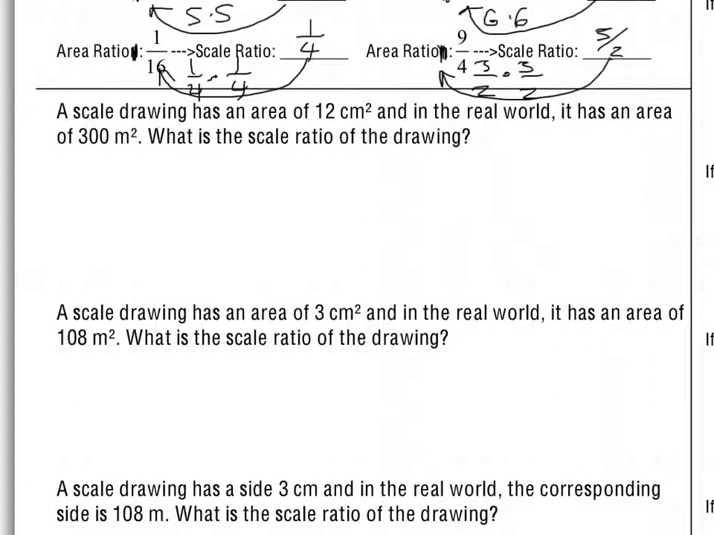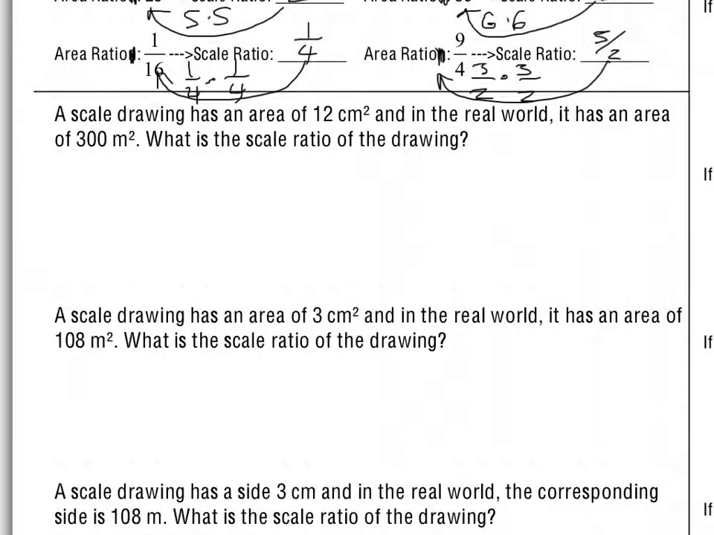Here it tells us we have a scale drawing that has an area of 12 centimeters squared, and in the real world an area of 300 meters squared. It says, what is the scale ratio of the drawing? So here we're just going to go back to our general equation for area ratios. The area of a second figure is equal to k squared, because k is the scale ratio and k squared is the area ratio, times the original area. So our original area is our scale drawing. That's our input times 12, and this would be 300. So I'm going to divide both sides by 12.